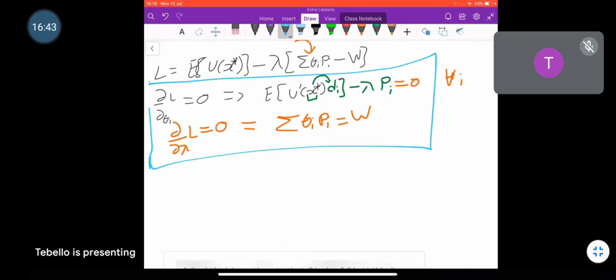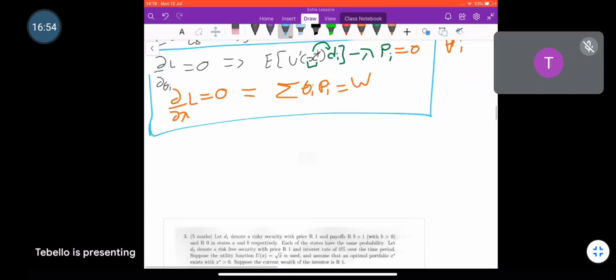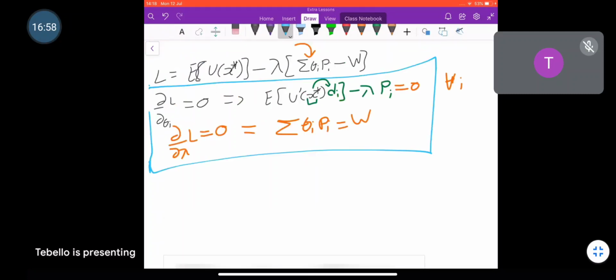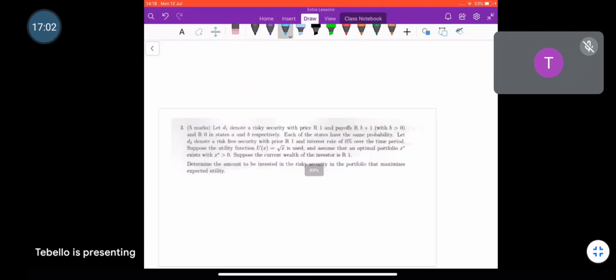Yes, so these two things are the things that you will have to solve to find that answer. So I have a question. This kind of question can have like 5 or 6 marks. As you can see, this one has 5 marks. So we can solve this one together.